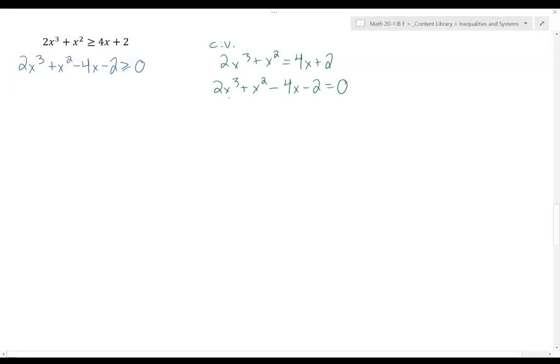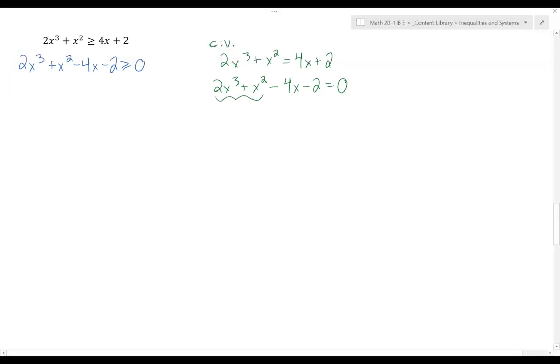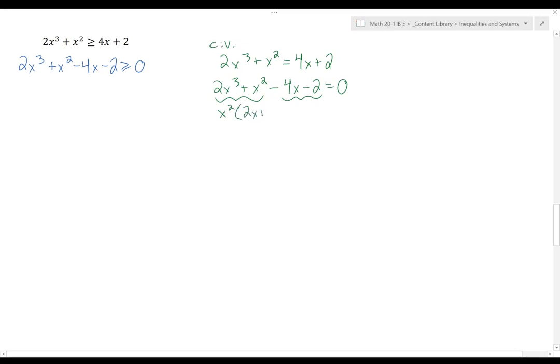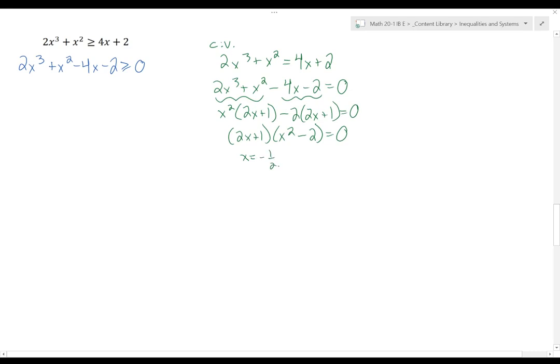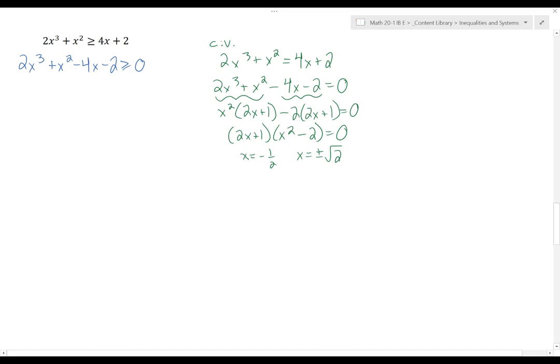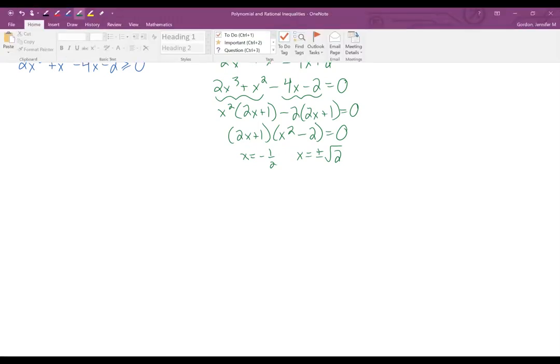So this one I can factor by grouping, or you can use the strategies we learned for factoring polynomials of higher degree than 2. But factor by grouping is a little easier here. x squared times 2x plus 1 minus 2 times 2x plus 1 equals 0. So 2x plus 1 times x squared minus 2 equals 0, which means that I have critical values at x equals -1/2 and x equals positive or negative root 2. These are included in my solution because I have a greater than or equal to sign.